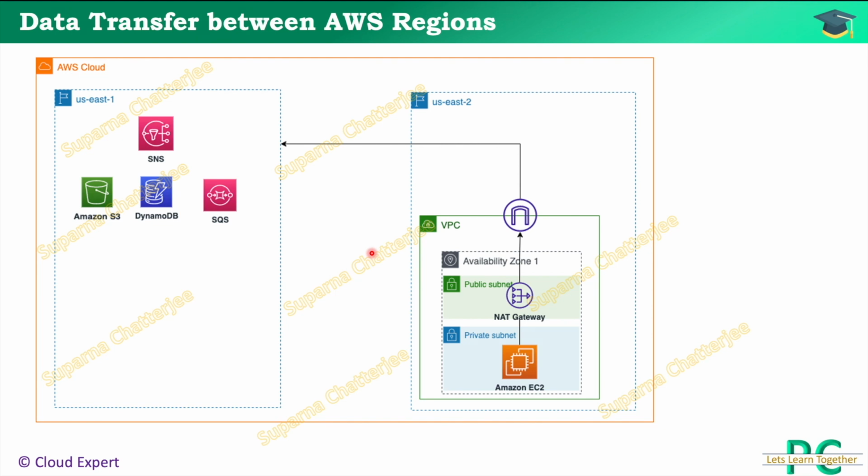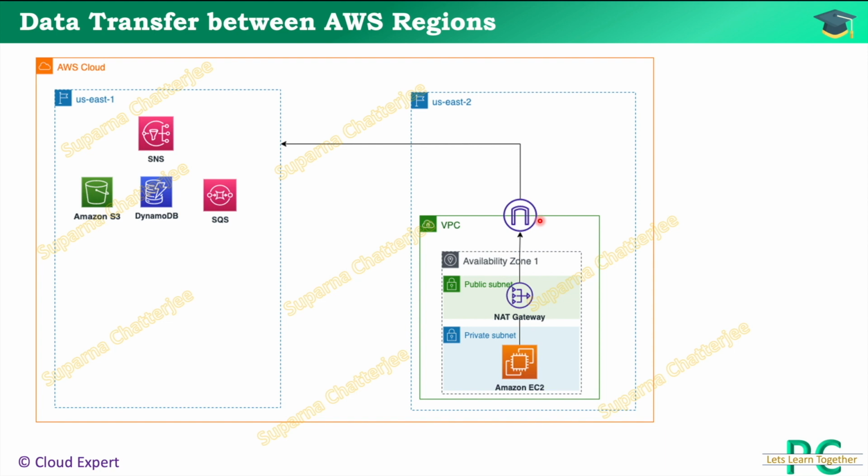Next, let's try to understand the data transfer between AWS regions. Let's assume you have a web application. You are hosting that web application using an EC2 instance, and that web application is in the US-East-2 region. But you are trying to access AWS service public APIs from a different region. Maybe you have an S3 bucket, maybe you have a DynamoDB, maybe you have an SQS queue or an SNS topic in the US-East-1 region, and you are trying to invoke those public APIs from a different region. In this example, we are trying to invoke from the US-East-2 region.